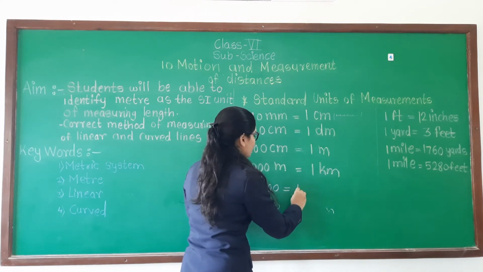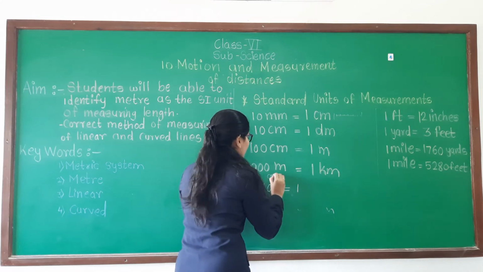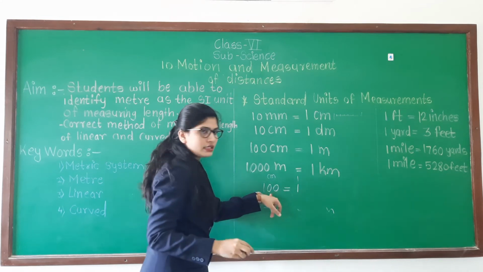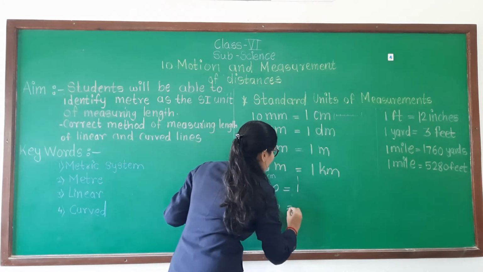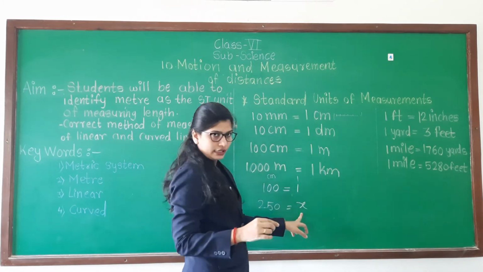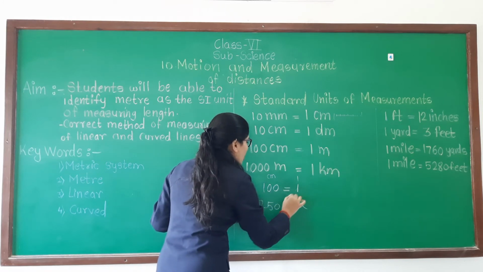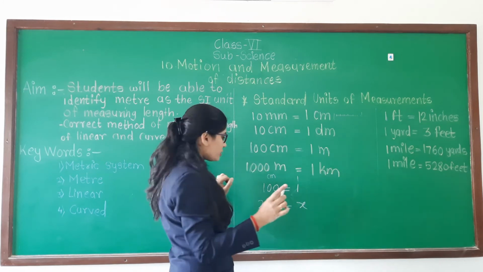100 centimeter is equal to 1 meter. Here, you can identify 100 centimeter, 1 meter. So 250 centimeter is equal to how many? I will put here x. Now you have to do cross multiplication.